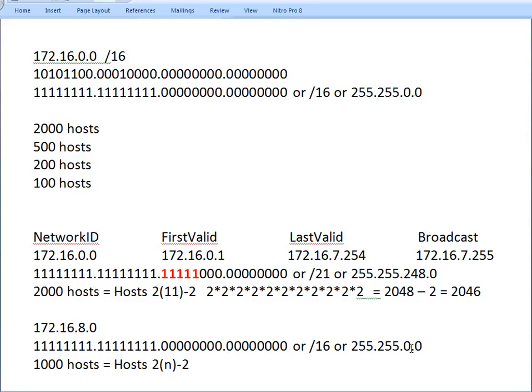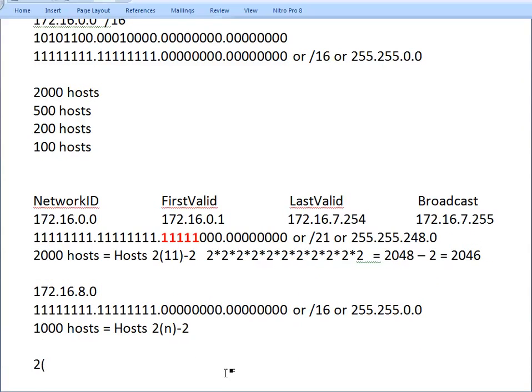All right. Now, for 1000 hosts, how many zeros do we need to reserve? So, remember, 8 zeros was 256, then 9 zeros, 512, 10 zeros is 1024. Now you have to remember that 2 to the power 10 minus 2 equals 1024 minus 2, 1022. I just want you to remember that 2 to the power 10 is 1024.